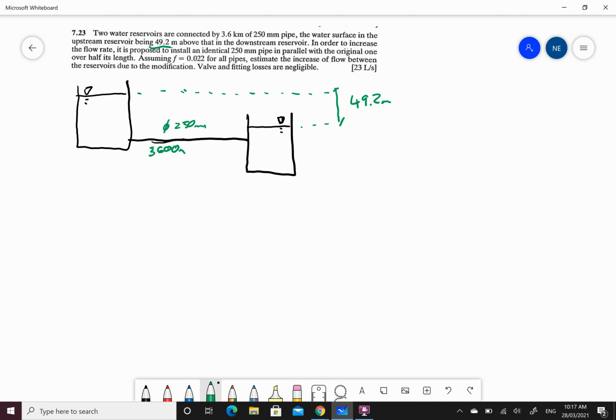And what else do I know? My friction factor, I should write this here, 0.022. Cool. Given the friction factor, it makes our life a lot easier. We don't have to calculate Reynolds and go through Moody. So what I'll do is I'll make this 0.1 and this 0.2.